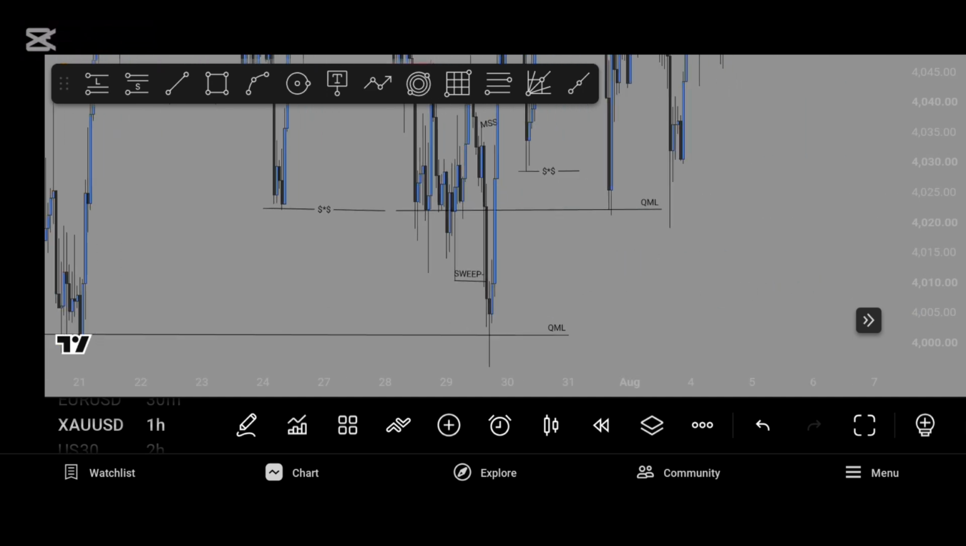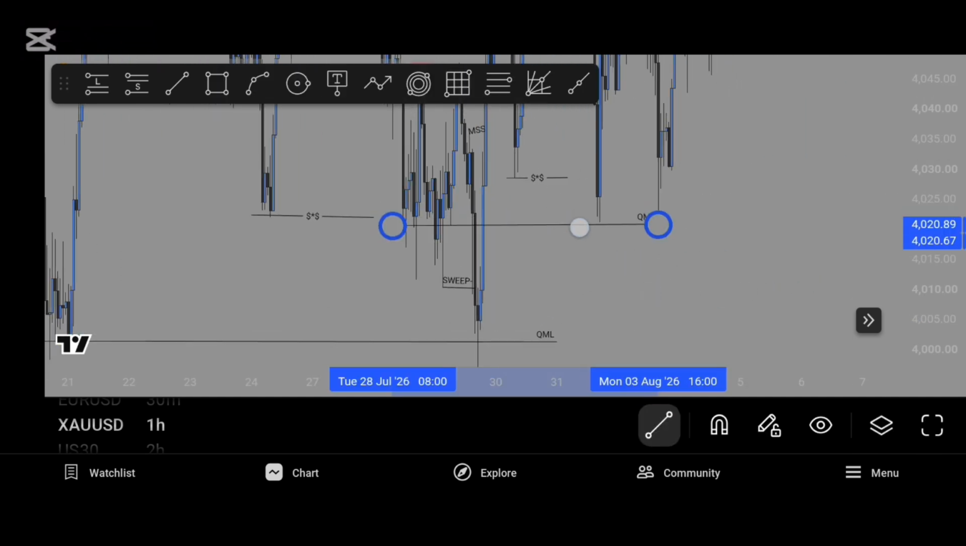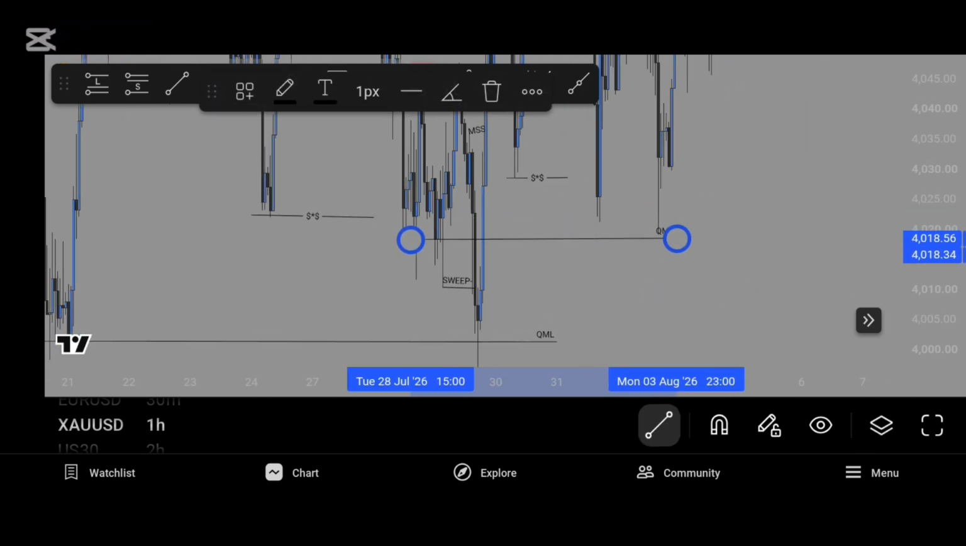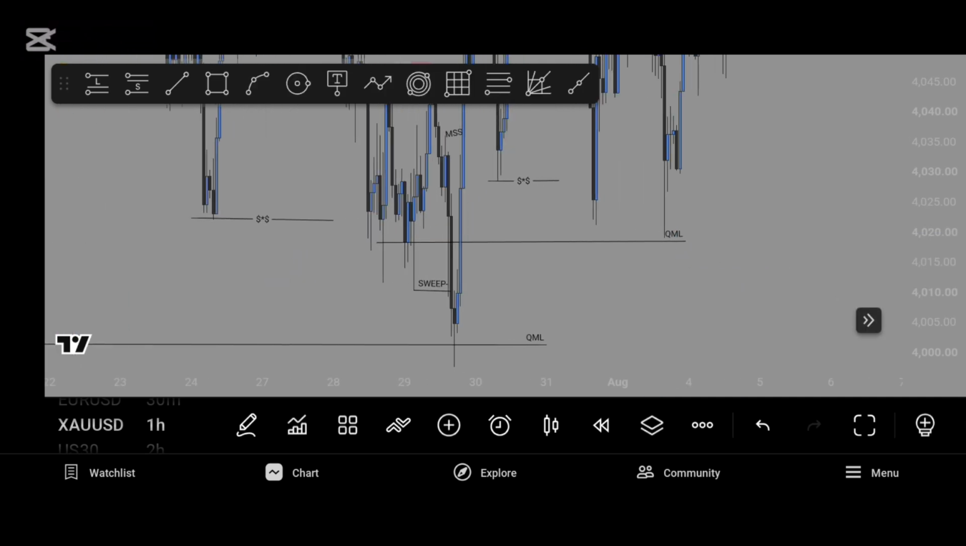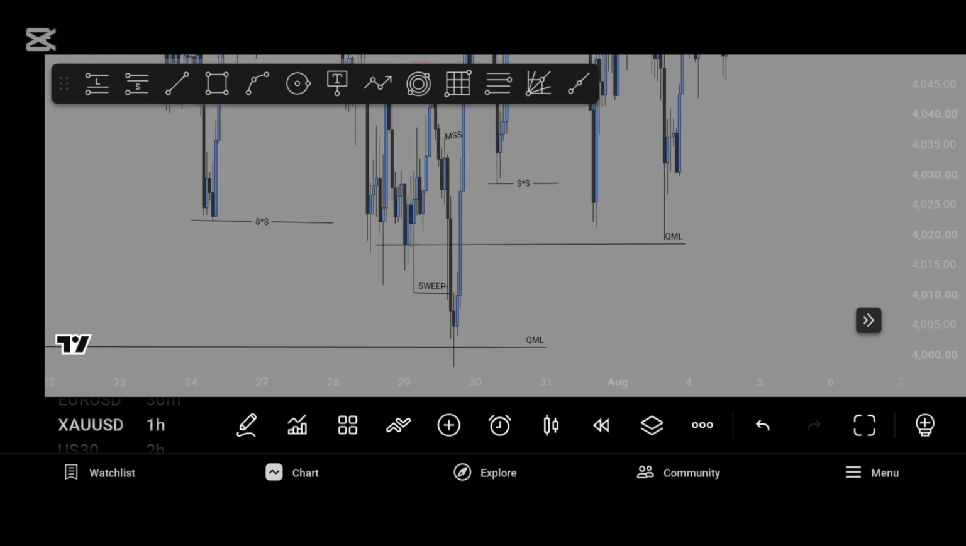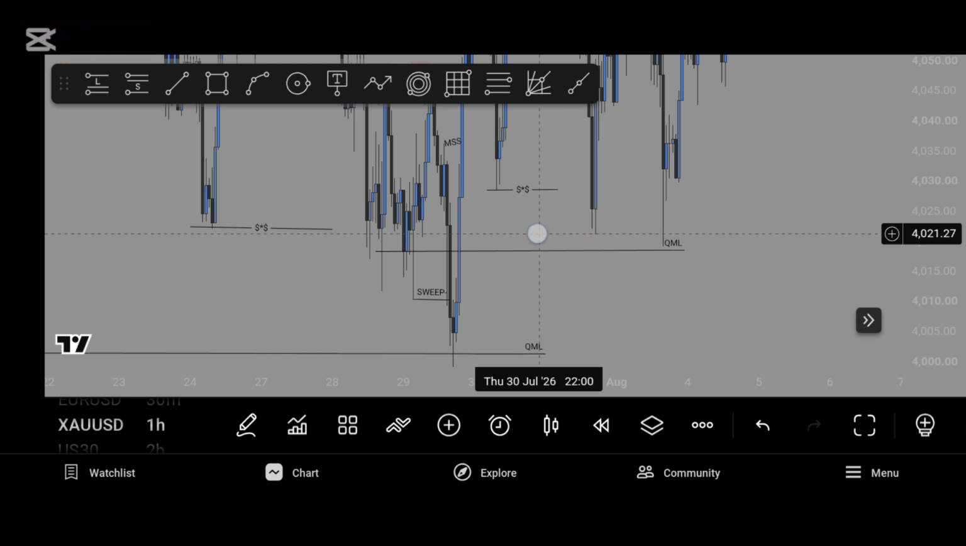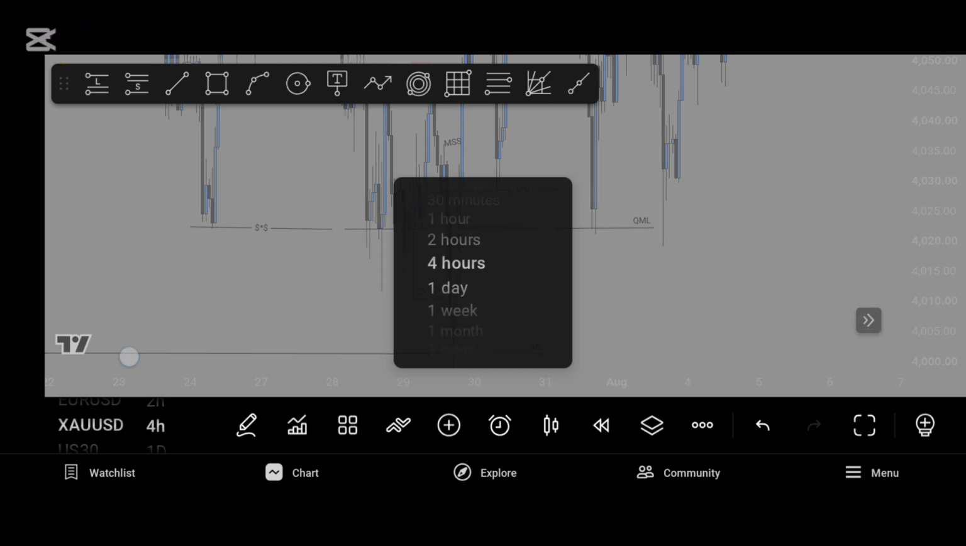I wanted to refine this QML from here to this zone over here. I would have missed this trade, but I said no, let me just leave it there, because it was from an H4 time frame and this place here was noise. I felt like refining it to this OC level, but I said no, let me just leave it. That's why I left it there. Okay, let's go back to H4.